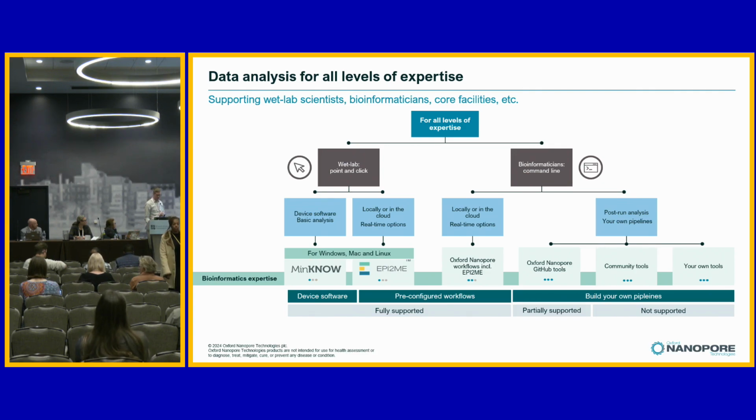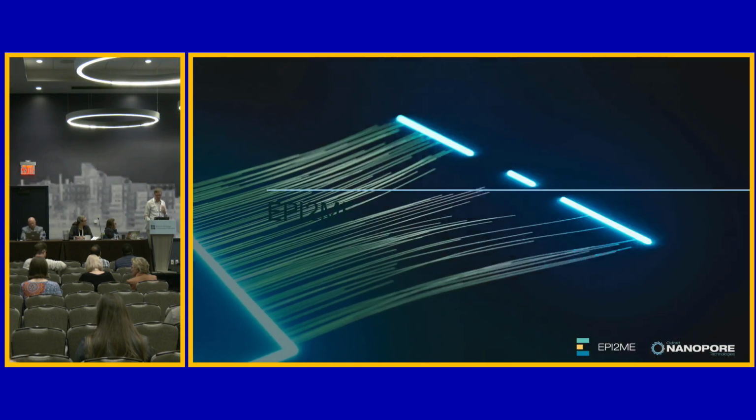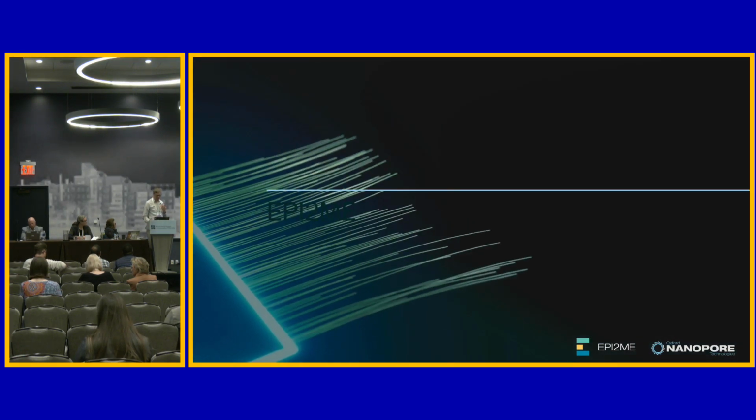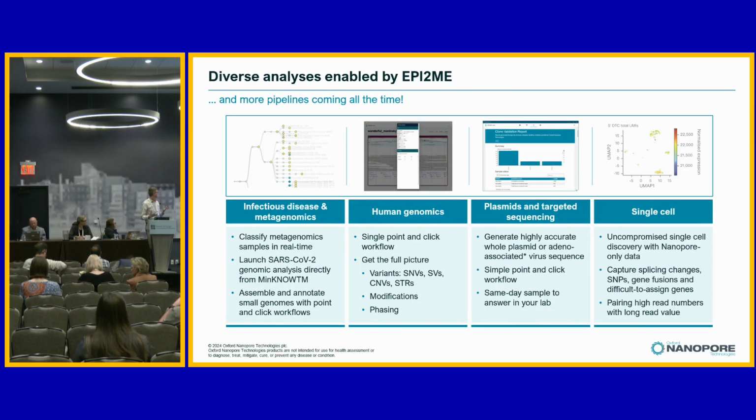Okay. So we have a whole suite of analysis tools that we've developed at Nanopore for all different kinds of applications. Along the bottom here, I'm going to focus on the two in the middle, EPI2ME, which can be used via our desktop software or via the command line for bioinformatics teams. So EPI2ME, what can it do? It enables the analysis of all types of data for different applications, from metagenomics through germline human genomics, tumor normal samples, direct RNA sequencing, and single cell.